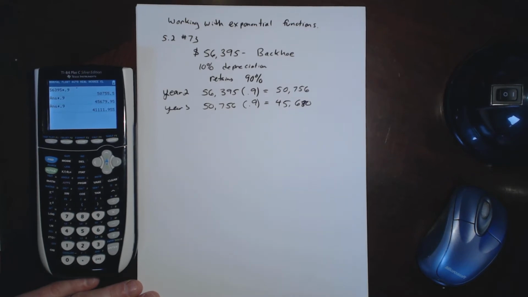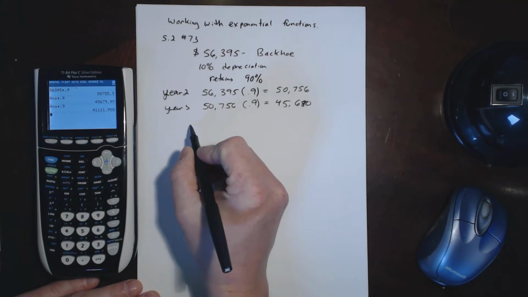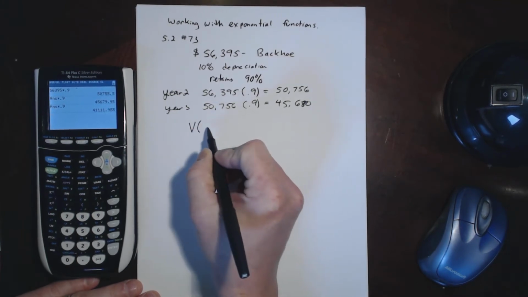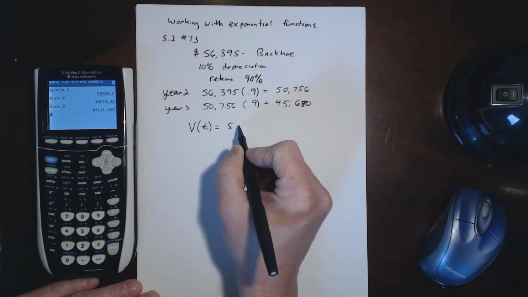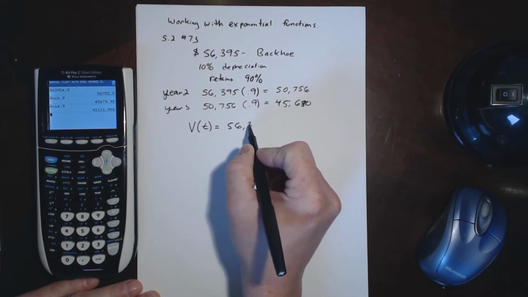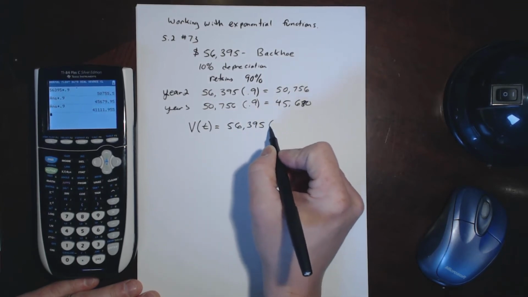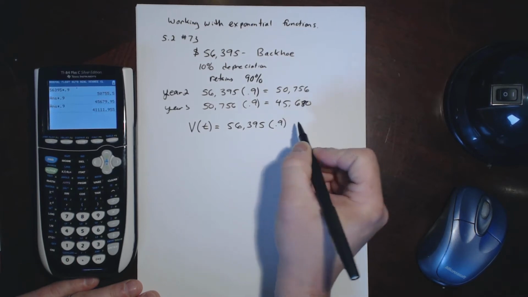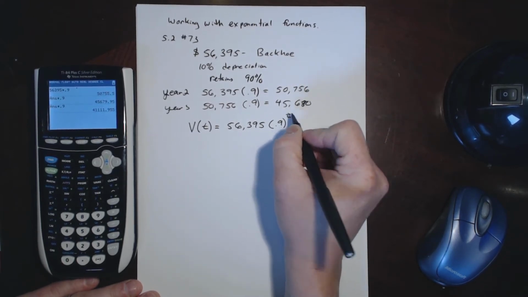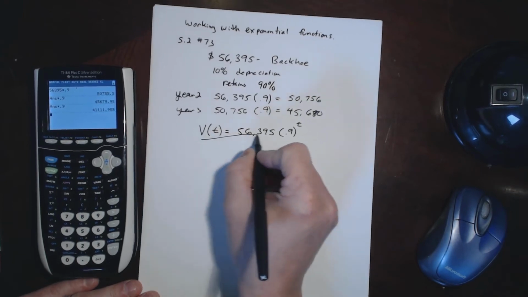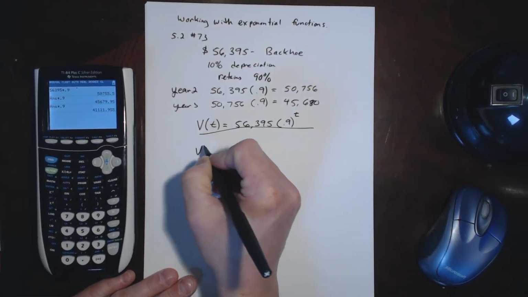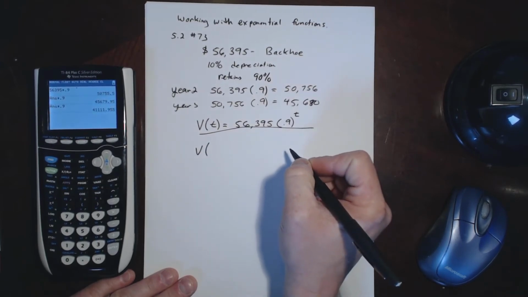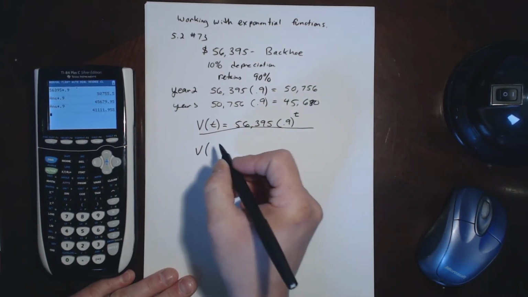If we want to build an equation as an exponential function, we can do this now. We can say that the value as a function of time is equal to my initial investment of $56,395 times 0.9 to the power of t. And so this is my exponential function. So now I can figure out what its value depreciates to in any given year.